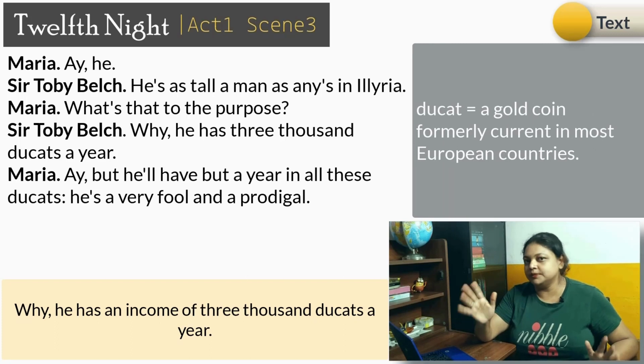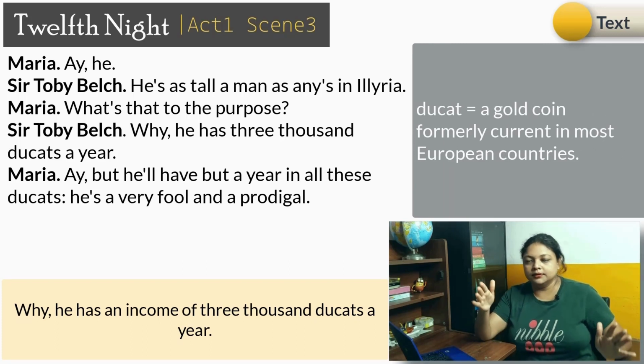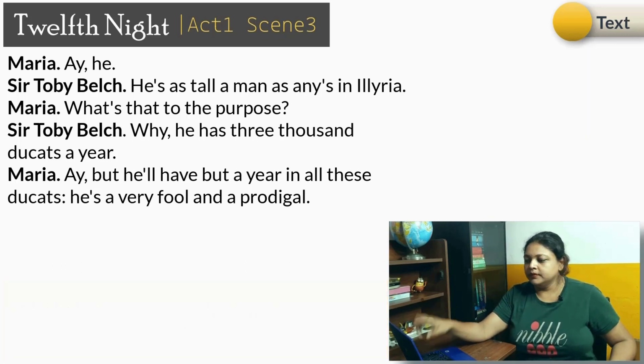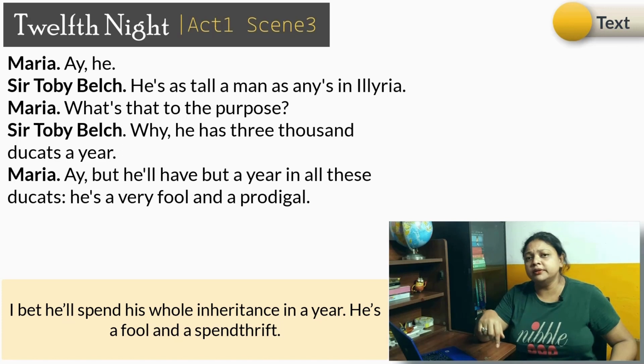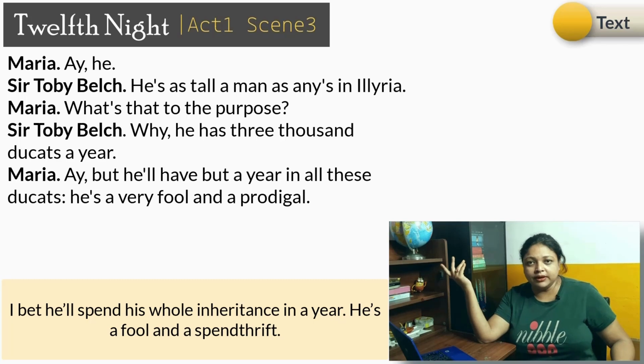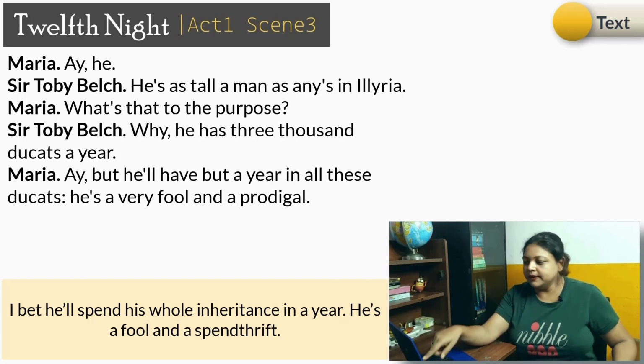Now, that's a pretty substantial sum. It's a good amount of money. So Toby says that his income is 3,000 ducats a year. Aye, but he'll have but a year in all these ducats. So what's the point of him earning 3,000 ducats a year? He's going to spend those 3,000 ducats in one year itself. So there is no saving. And when there is no saving, there is no question of raising a family. So he's not a wise man at all.